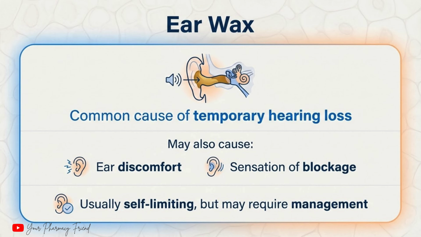Let us now review earwax, also known as cerumen, which is one of the most common causes of temporary conductive hearing loss encountered in community pharmacy. Patients may present with reduced hearing, a sensation of blockage, discomfort, or fullness in the ear. It is important to understand that earwax itself is a normal physiological secretion that protects and lubricates the ear canal. However, excessive accumulation can lead to obstruction. This condition is generally benign and manageable at the pharmacy level unless complications arise.